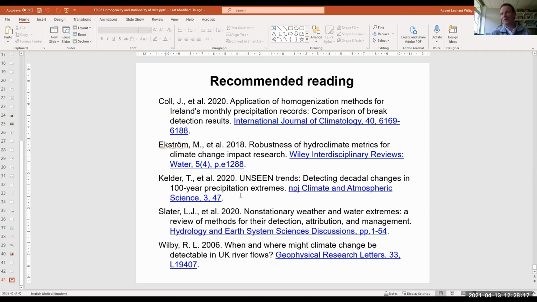Timo Kelder, that's the paper on the unseen trends and the unseen methodology. Slater is the review of the non-stationarity literature and approaches. And then finally, there's this paper by some bloke called Wilby, who was curious enough to look for when and where climate change might appear in UK river flows. So on that point, I'll just close and invite any questions or comments.